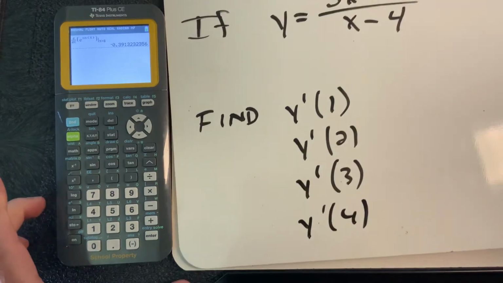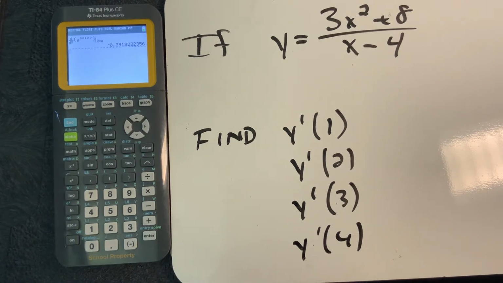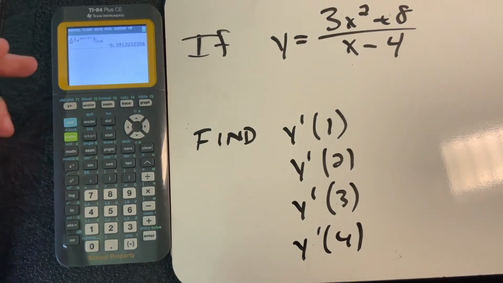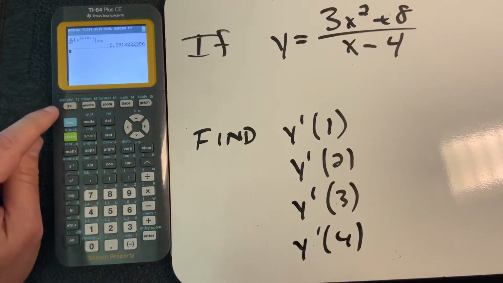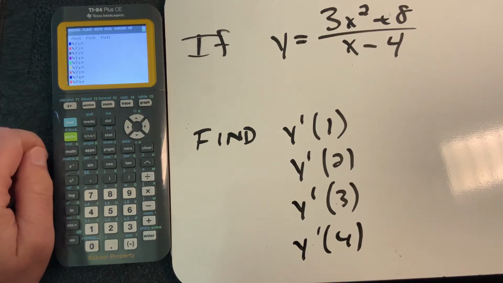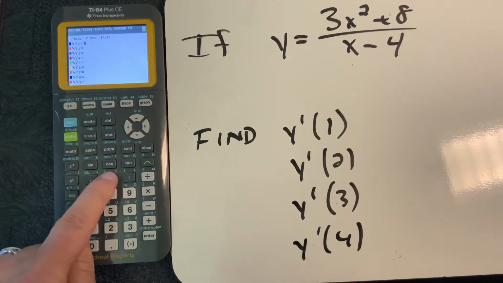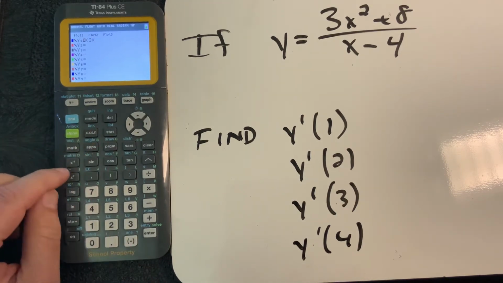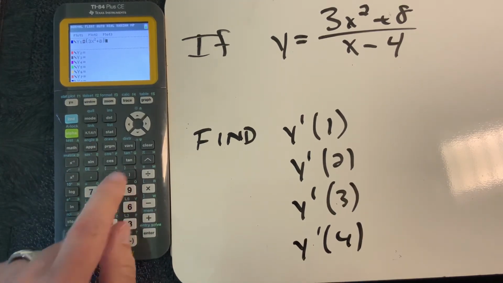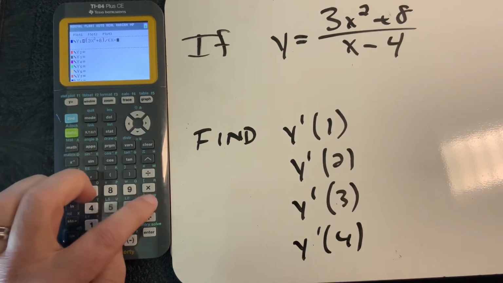Let's say that you're asked to find the derivative evaluated at 1, 2, 3, and 4 of this function. We could use the same process that we just used, or what I think is a better way is to make a table of values for this. If you hit the y equals button, let's say that we put into y1 this function. So we've got a numerator, so it's going to go in parentheses 3x squared plus 8, that ends the numerator, divided by the denominator, x minus 4.